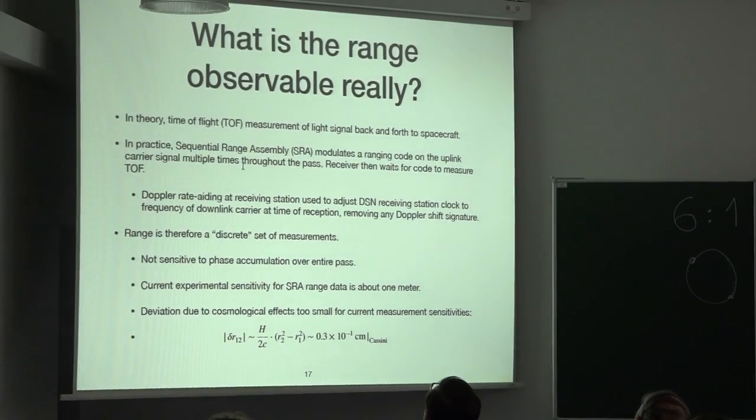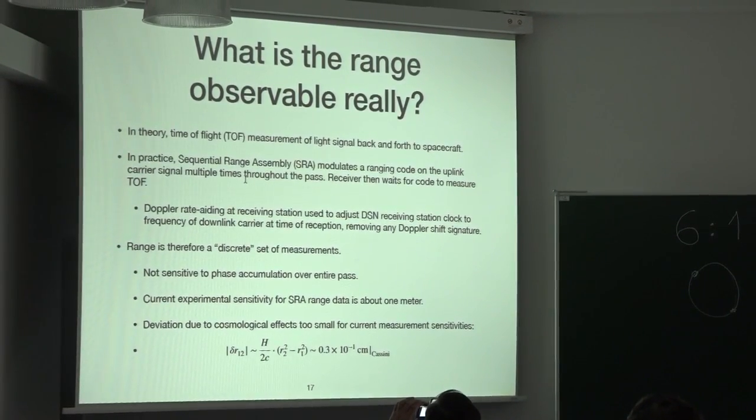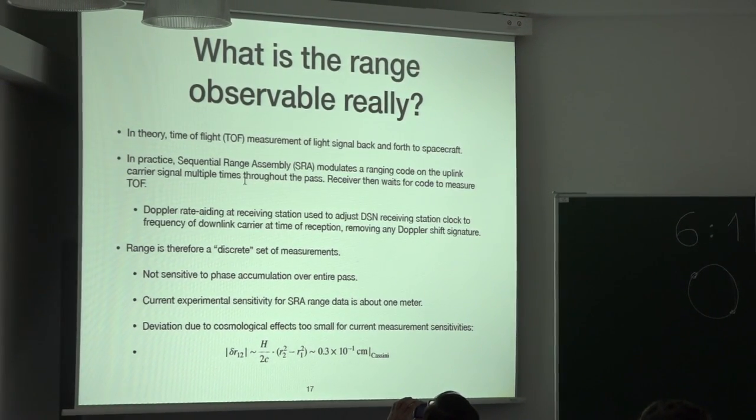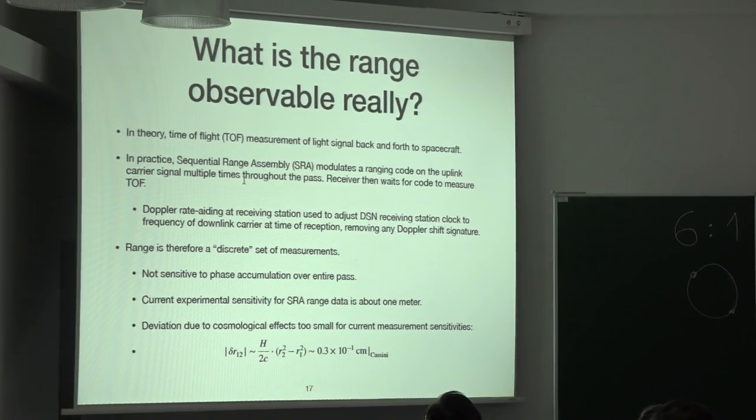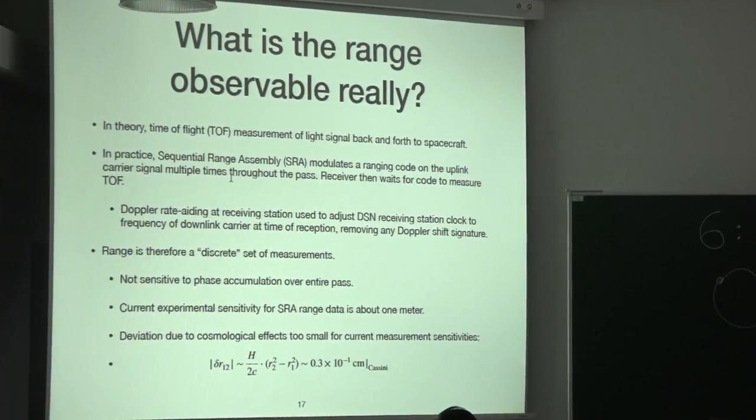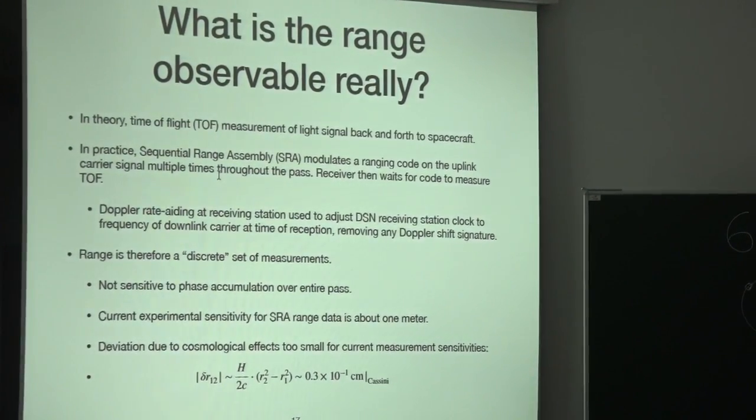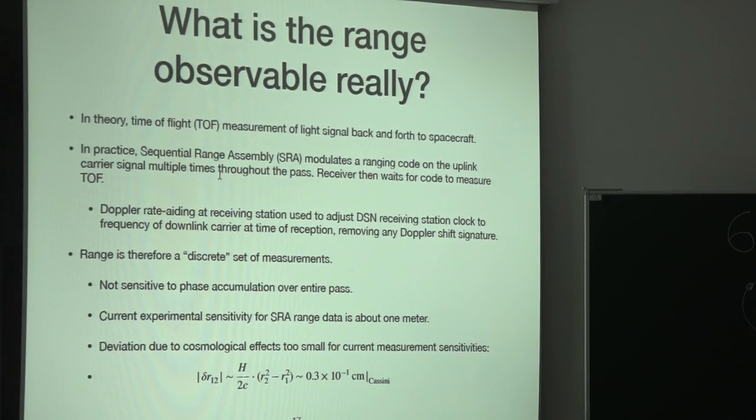This is a little bit about the range observable, basically, because I don't have too much time left. The range observable is Doppler rate aided, so it doesn't take into account any sort of a Doppler shift whatsoever. In terms of cosmological sensitivities, it's just a back and forth time of flight, and we're not able to detect any sort of cosmic signature given our current sensitivities, because we only have a sensitivity at 1 meter. And the prediction is about 0.3 centimeters.